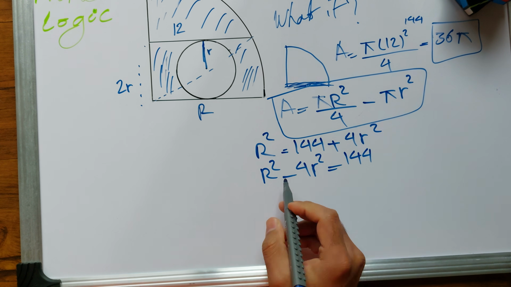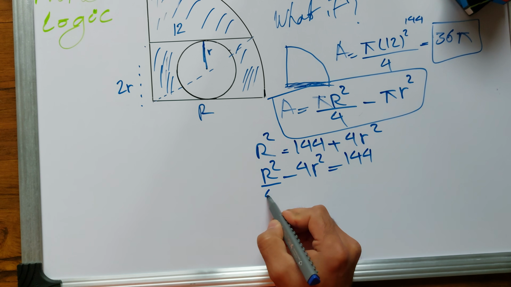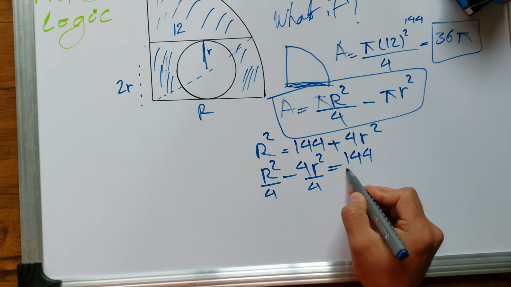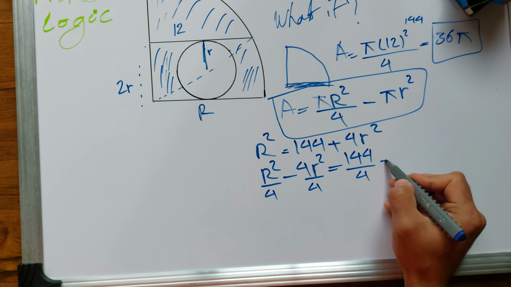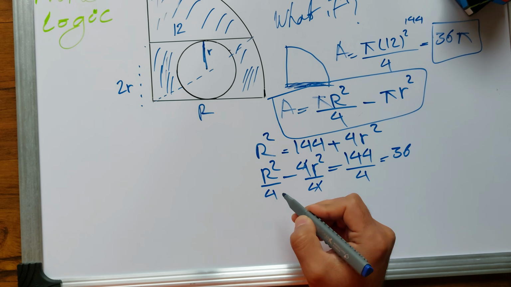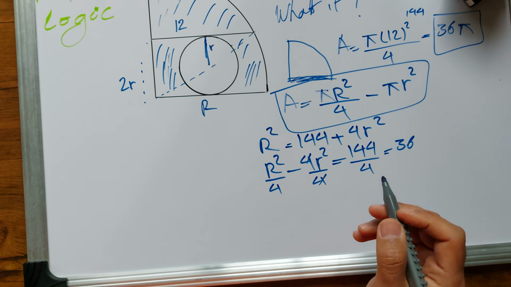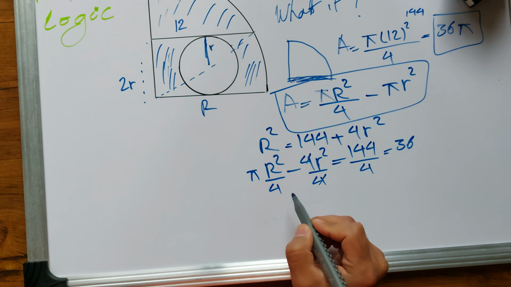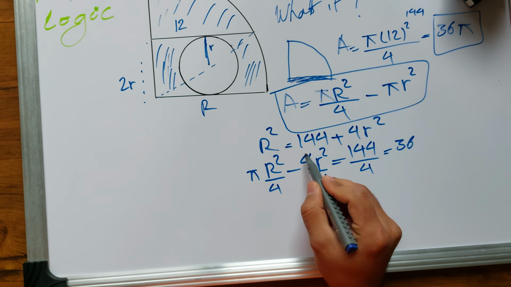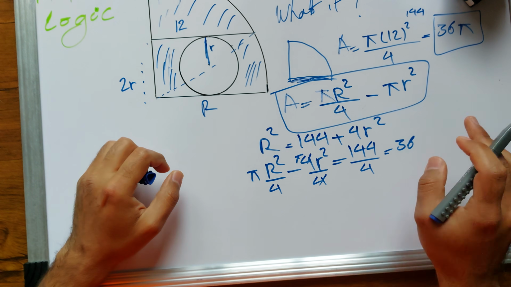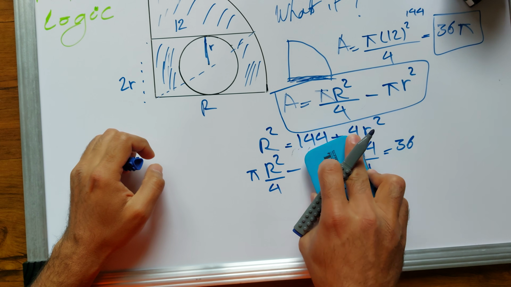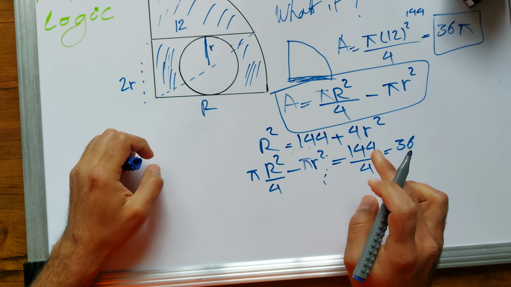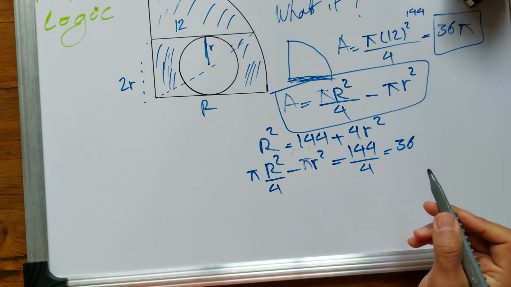Let's divide all sides by 4. We can say that R squared over 4 minus 4 little r squared over 4 equals 144 over 4, which is 36, right? The fours cancel out. Let's also multiply all terms by pi. So pi big R squared over 4 minus pi little r squared equals 36.